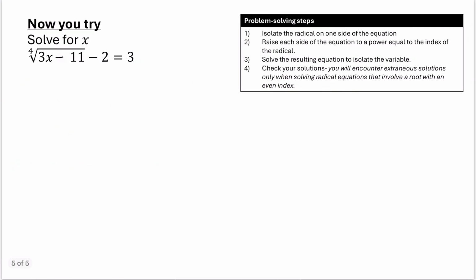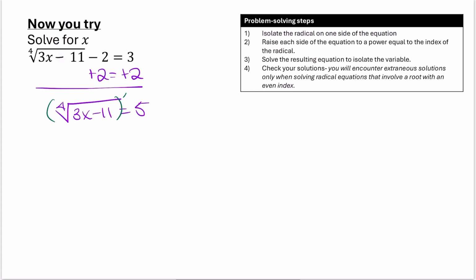So once again here, we need to start off by isolating the radical, so I'm going to add 2 to both sides. So I have the fourth root of 3x minus 11 is equal to 3 plus 2, which is 5. Now I can undo that radical by raising both sides to the fourth power. When I do that, I get 3x minus 11 is equal to 5 to the fourth. So 5 to the fourth is equal to 625.